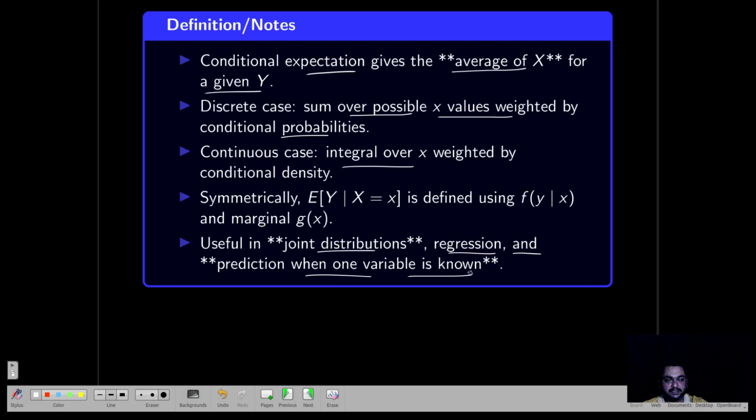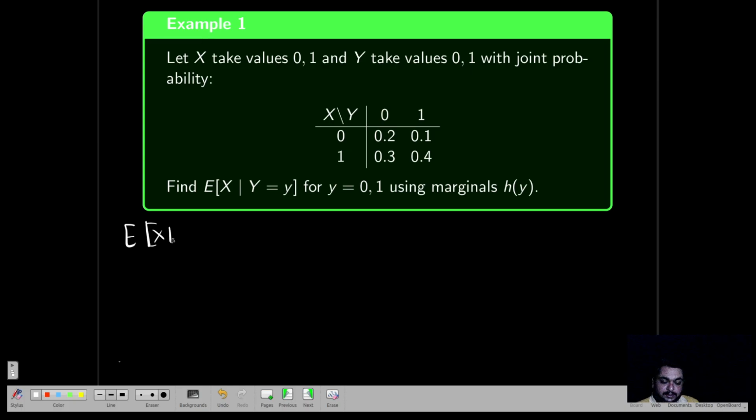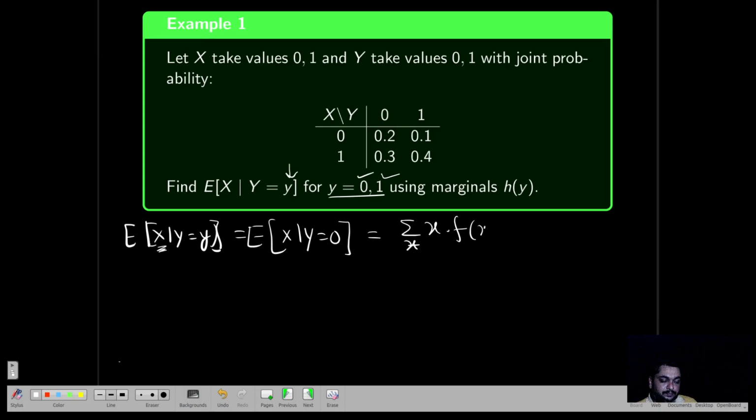So to find E of x given y equal to y, using y equal to 0 or 1. Okay, so I'll solve for 0. Similarly, you can apply for 1. In the exam, it will ask whether y is 0 or 1. Okay, here the value will be given. So let us say we'll find it for E of x given y is equal to 0. Now what is this? Summation of x, because we are finding x into f of x given y.